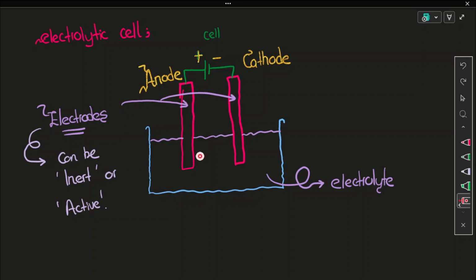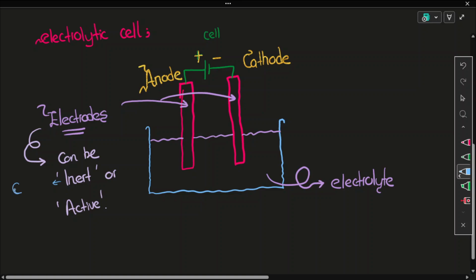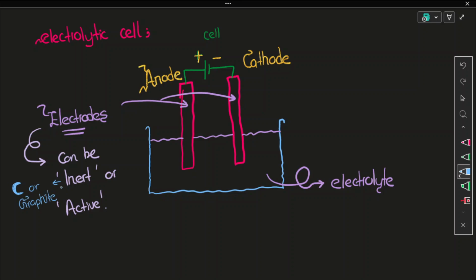Don't worry, you will come across many inert and active electrodes as we go along the course. Just for nice little starters, I'll mention that the most common inert electrodes that you have to know are carbon. Whenever you see that carbon is used as an electrode, you have to know that it's inert. So carbon or graphite, actually sometimes it is referred to as graphite. You know that graphite and carbon are the same thing, right? Graphite is made out of carbon. So carbon or graphite, inert electrodes.